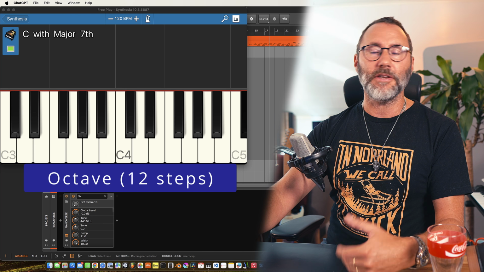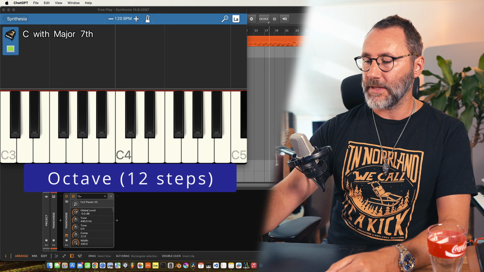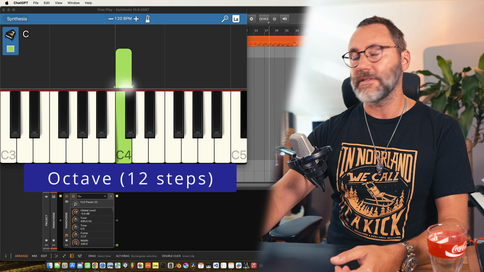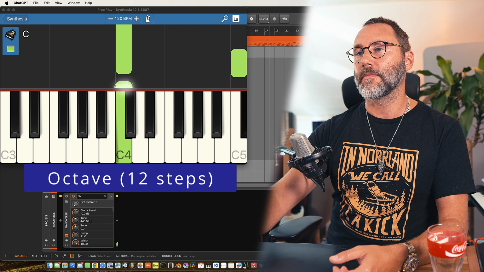And the final interval of today is called octave. And that's when you play the same note 1 octave above, 12 semitones above. So if we have the C4, it's going to be the C5. So that's basically all the intervals you need to know to pick out most melodies and most chords.